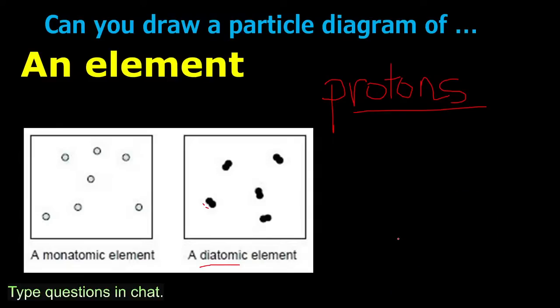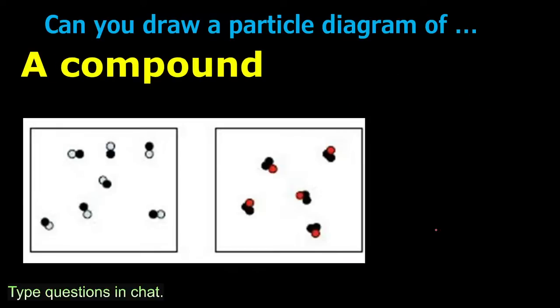So again, an element has the same number of protons, okay? All right, let me come back over here. Okay, so can you draw a particle diagram for a compound? So a compound, remember, has two or more types of elements bonded together, and they're in a fixed ratio. So you can see this example right here has one of this type of atom bonded to one of this type of atom, whereas this compound has two of this type of atom bonded to this atom.